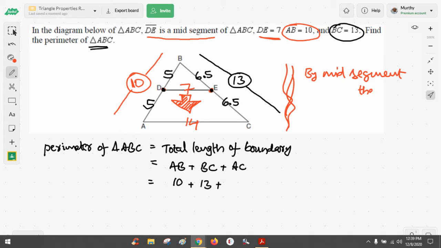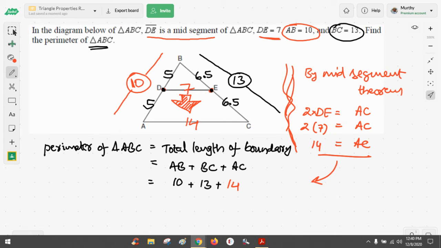Mid-segment theorem: DE and AC. If you are taking 2 times DE, please remember 2 times the small one gives me AC. Therefore, AC equals 2 times 7, that is 14. Therefore, the value of AC is 14, that is copied from here.